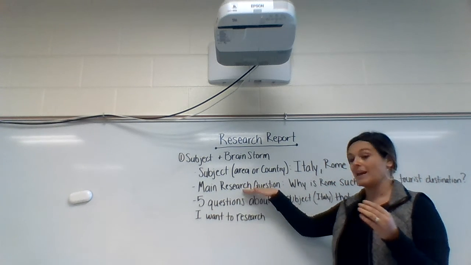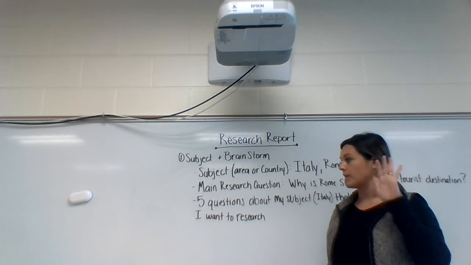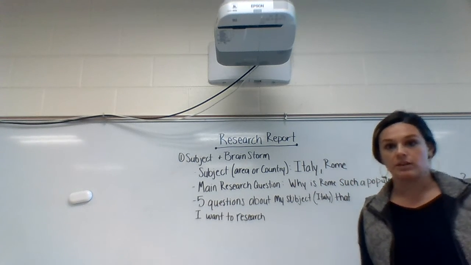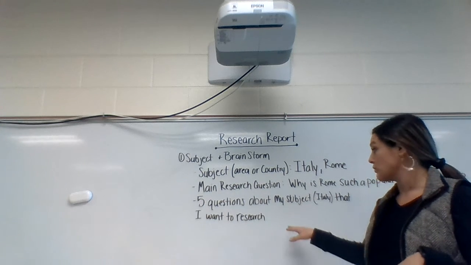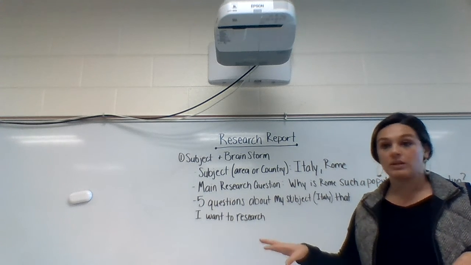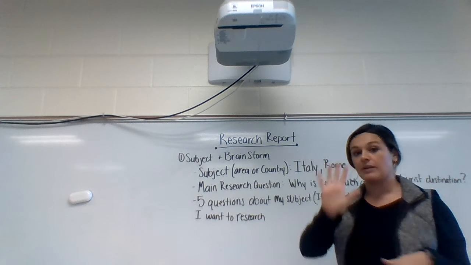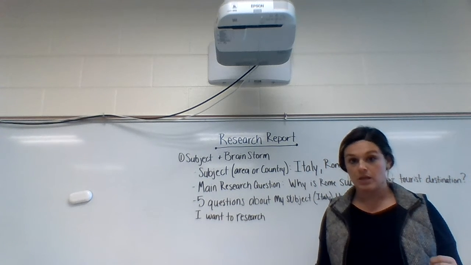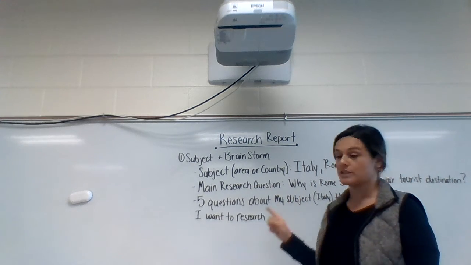And that brings me to the next step. You have to have a list of 5 questions about my subject, which is Italy or Rome, that I want to research. So, yes, I have my main research question, but then I have to have 5 others. That's all you have to do for that first lesson about the research report.